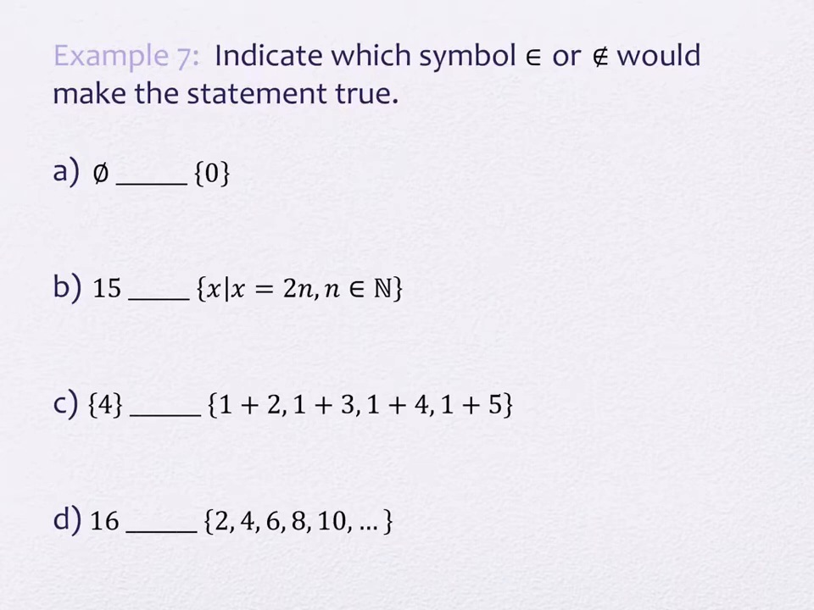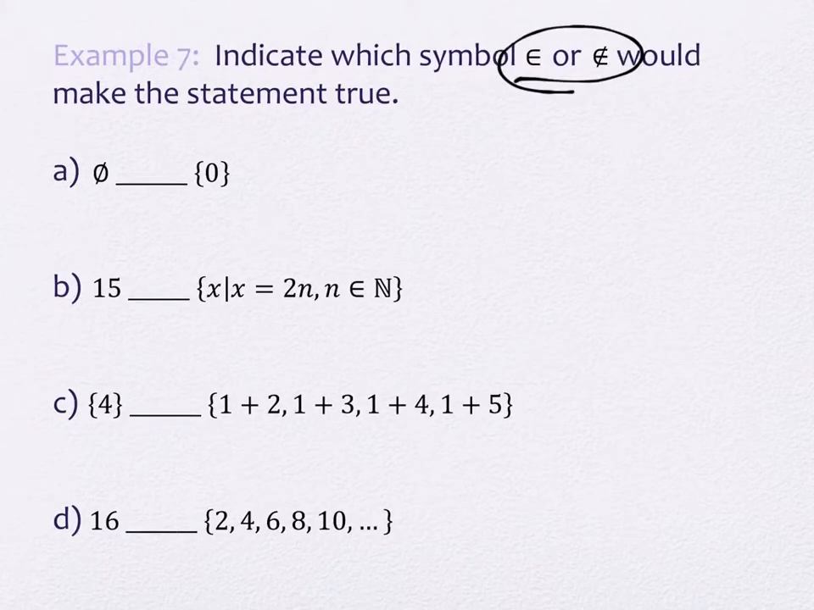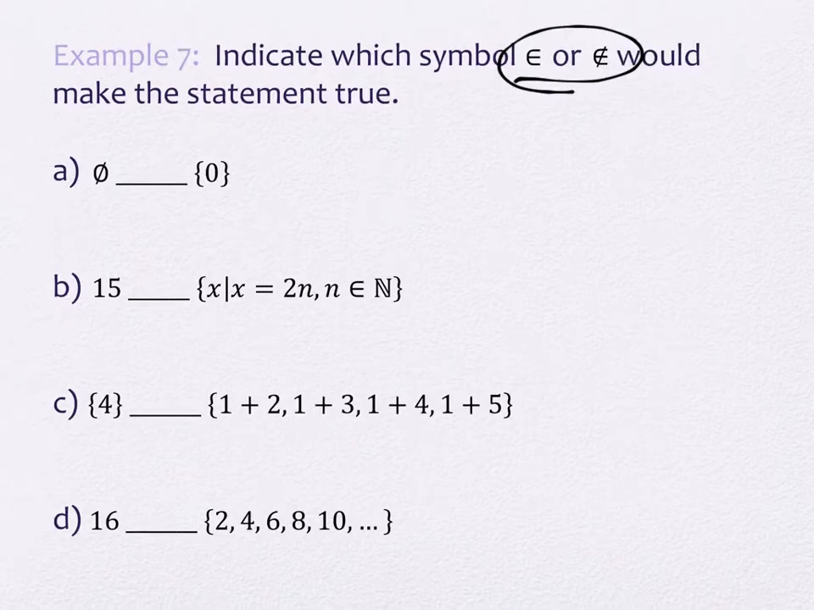Example 7 and example 8, if you look at them, they actually look identical with the exception of this piece in the directions. Look at them on your paper and see if you can see what I'm talking about. The directions are slightly different. The first one uses the symbols element and not an element. Number 8 uses the symbols subset and not a subset. So there's some issues that we have to deal with when we're talking about elements versus subsets. And these examples work really well to talk about all of them anyway. So I'm just using the same set of examples, not because they have to, just because I can.